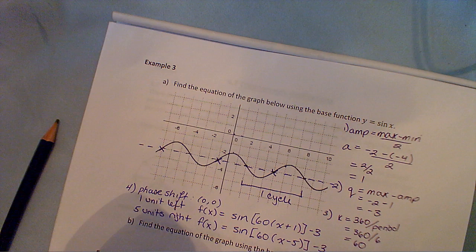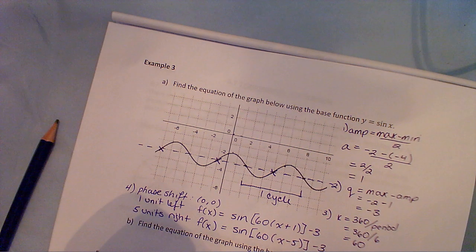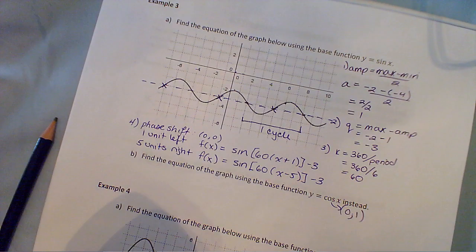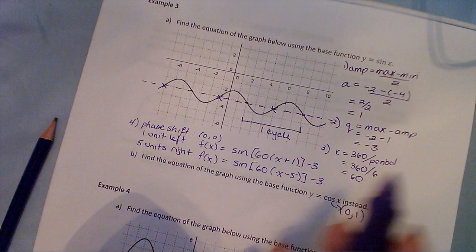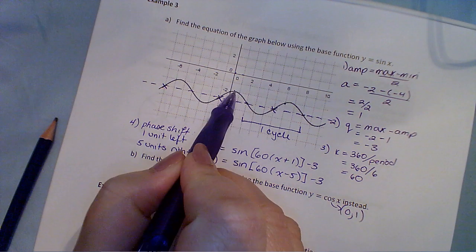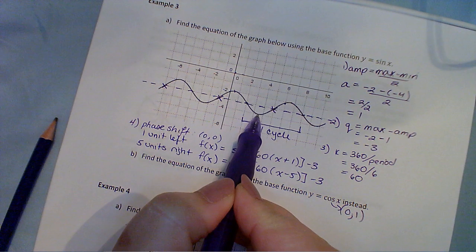If you are picking cos, now you're looking for where your 0, 1 ended up. So now we're looking at the graph, but instead of looking for the beginning of the upward bump, we're looking for where is our peak. Well, a peak is right there. There's another peak. We can also look at troughs. So where's the bottom? The bottom is right there.